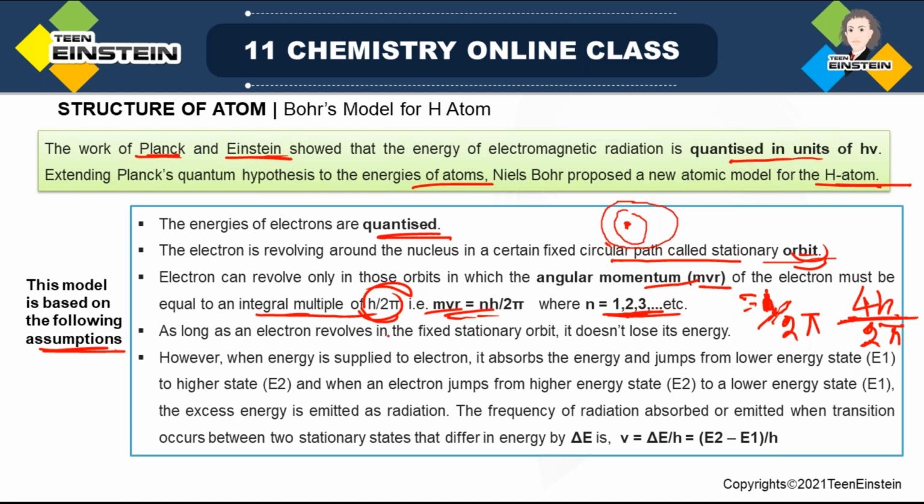Now, as long as the electron revolves in this fixed stationary orbit, there is no loss of energy. As long as they are simply revolving, there is no other process going on. So as long as this is happening, there is no loss of energy. But there will be absorption of energy or emission of energy, that we'll see in the next 2 points.